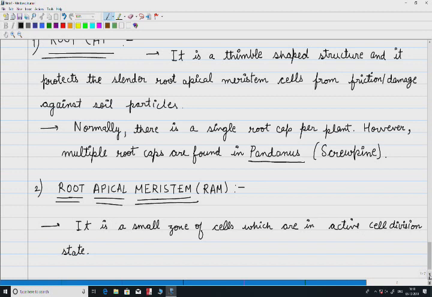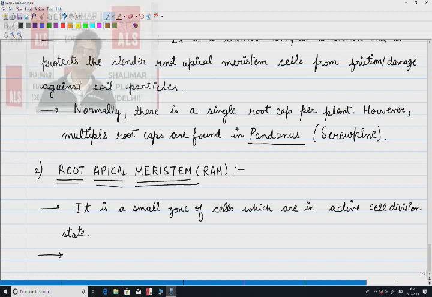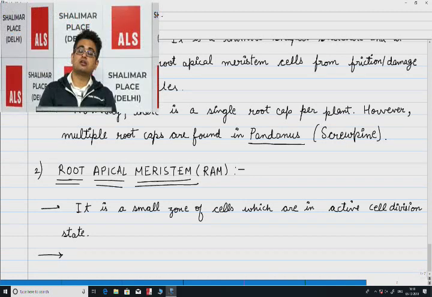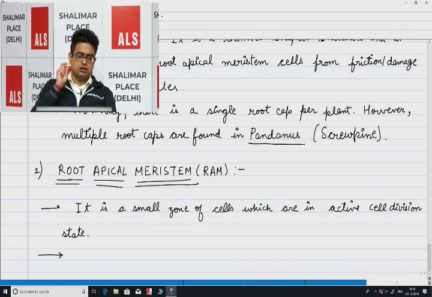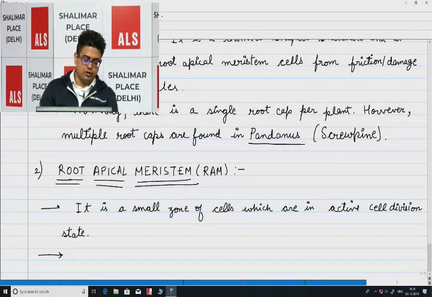Next you can write, root apical meristem cells are very small. They have a very small amount of protoplasm. Cell volume is very small because the cell vacuole is absent or nearly absent. So these are the properties of these cells.